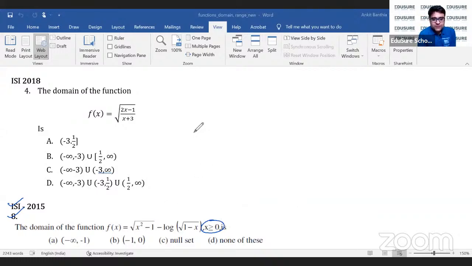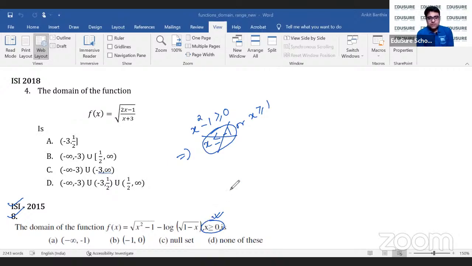So root over x square minus 1. So x square minus 1 greater than equal to 0 will happen in two ways: x less than equal to minus 1 or x greater than equal to 1. But since x is greater than equal to 0, x less than equal to minus 1 is not possible. So x has to be greater than equal to 1 in order to ensure root over x square minus 1 is defined.